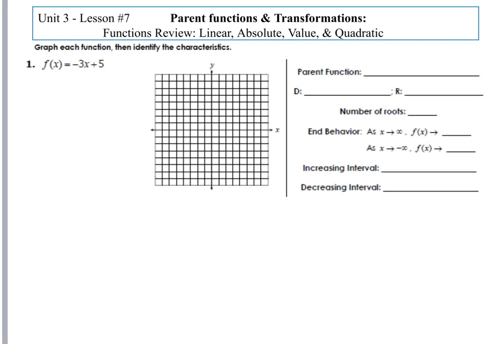Okay, this is lesson 7 from unit 3. This is a functions review over linear, absolute value, and quadratic functions. Now on number 1, we have f of x equals negative 3x plus 5.